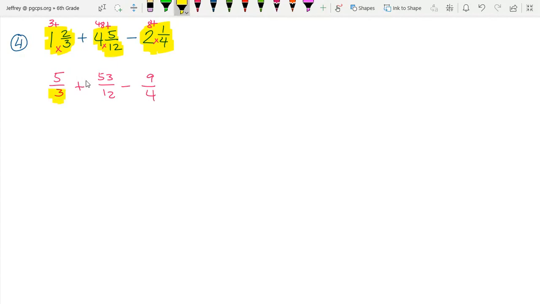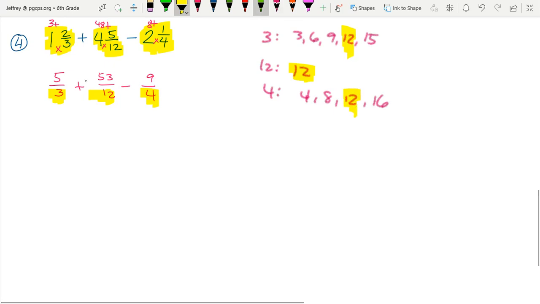Now, let's find the common denominator of 3, 12, and 4. So let's do skip counting on this side. So this is 3, this is 12, and this is 4. Now remember, we have 3, 6, 9, 12, and 15. This is 12, 4, 8, and 12, and then 16. So the common multiple of all these three numbers would be 12, right? So that's going to be our common denominator. That's our least common denominator. So everything will be 12.